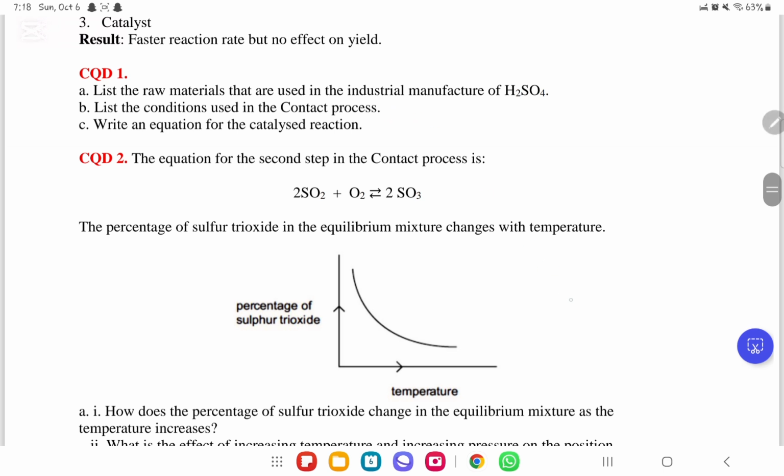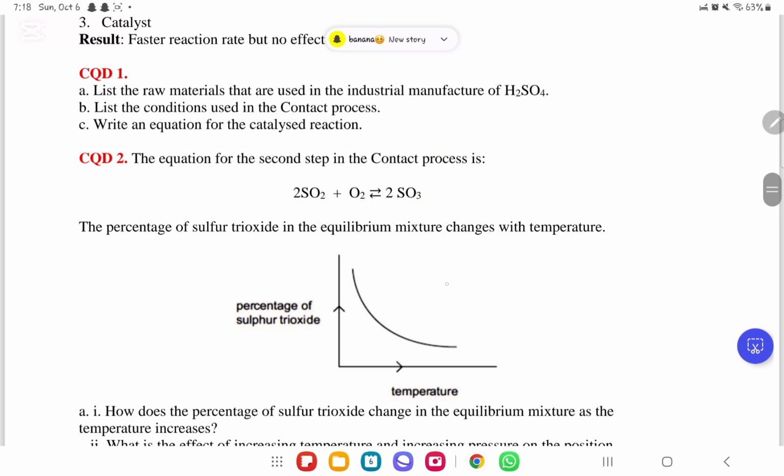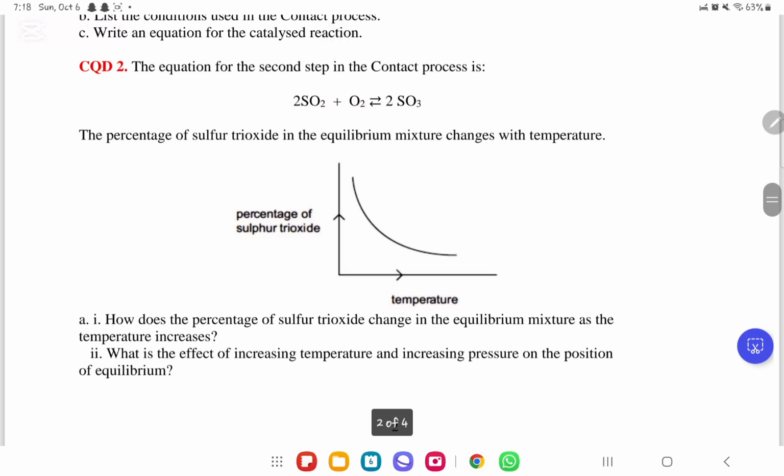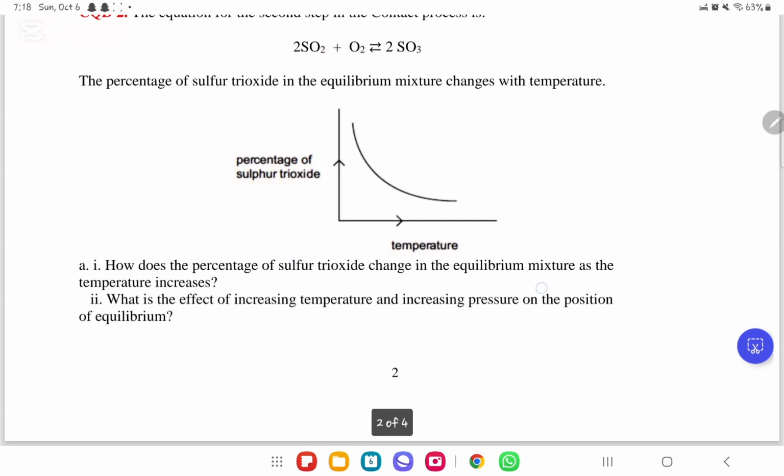It's gonna be sulfur dioxide plus oxygen gives us SO3. Is it balanced? No, it's not balanced. So to balance it, we are gonna put a 2 over here and a 2 over here. So this is the equation for the catalyzed reaction. Anyways, it was over here. Alright, so the equation for the second step in the contact process is this.